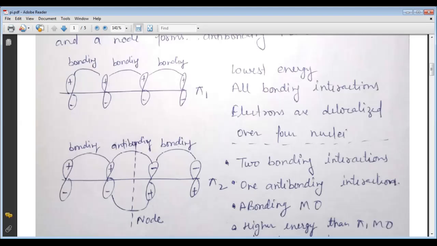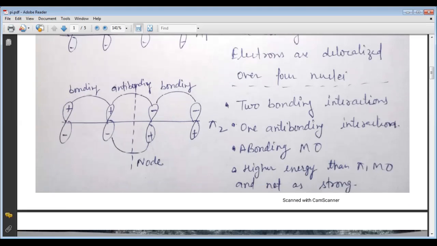So in this structure, we see that there are three bonding orbitals. Yeah, bonding, we can say three bonding interactions. Okay, so in all the bonding interactions, electrons are delocalized over four nuclei. And now come to the pi 2.